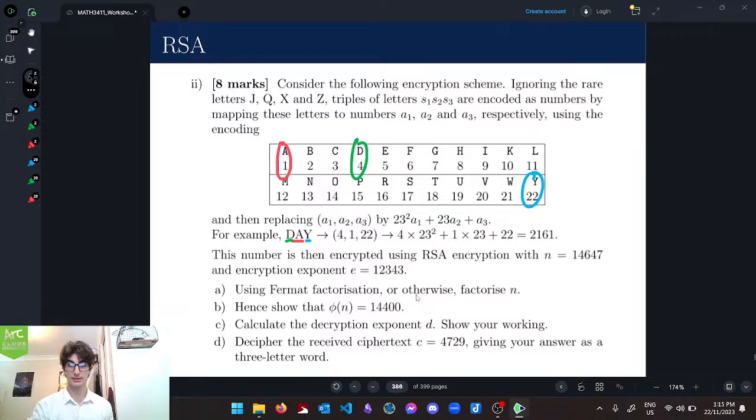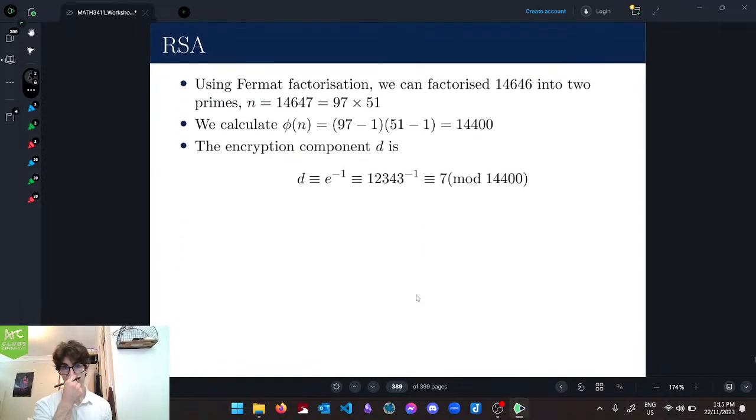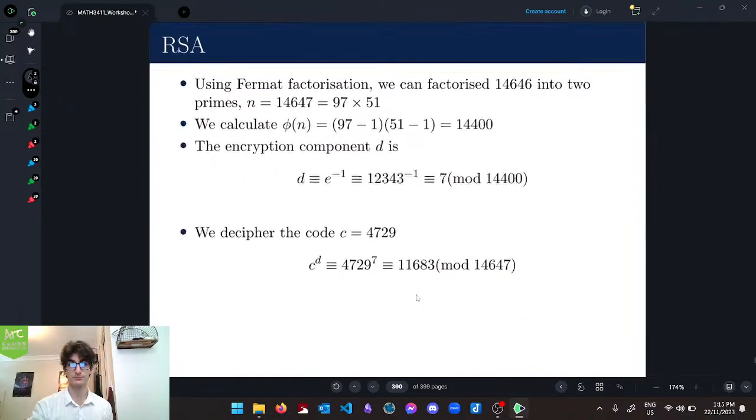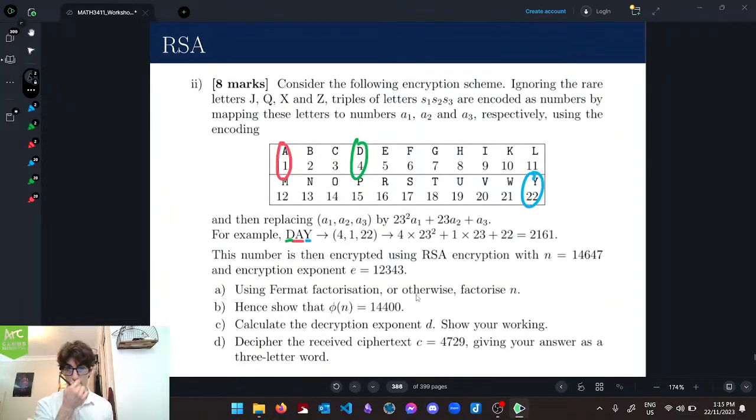Calculate the decryption exponent, showing working. So we know the decryption exponent is going to be, well, we want e inverse. So we calculate the inverse of 12343 mod 14400, which we get to be 7. You can do that through a few different methods, such as the extended Euclidean algorithm, if you want to have a look at that. And then we will decipher the received ciphertext, C equals 4729, giving the answer as a 3-letter word.